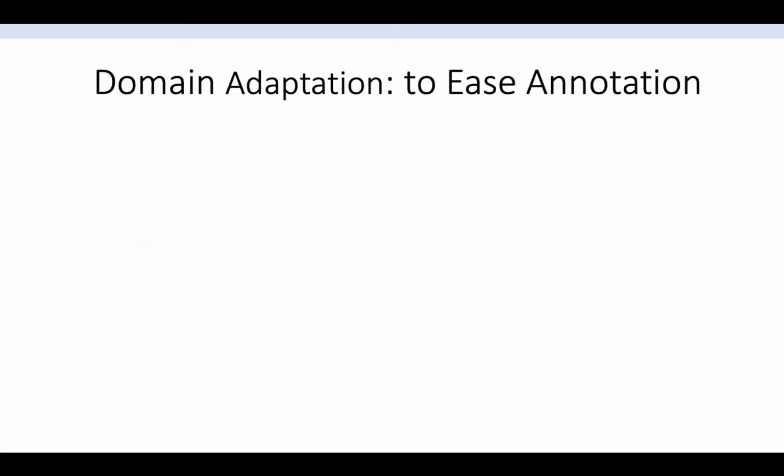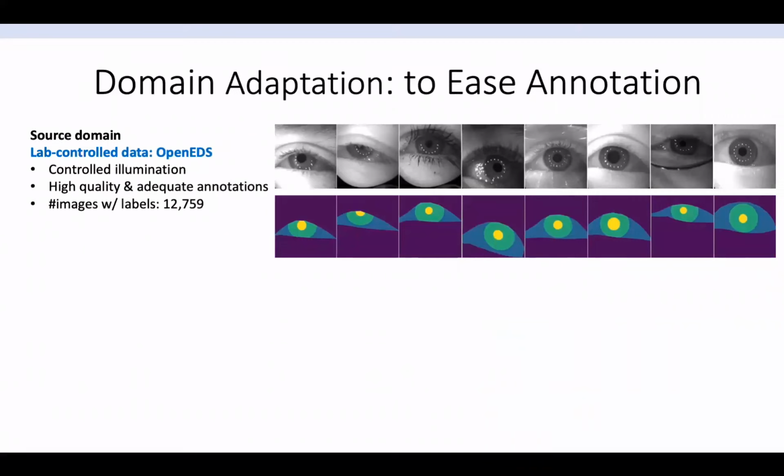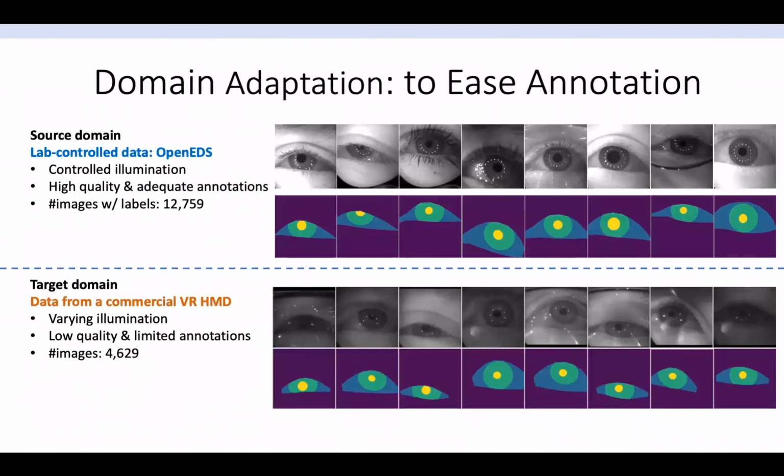Therefore, domain adaptation has been applied to ease the problem of data annotation. Domain adaptation is the ability to apply a model trained in one source domain to a different but related target domain. Usually, we have one source domain where the quantity of data is large and the quality of annotations is guaranteed. And we have a target domain, where quantity and quality of annotations is limited.